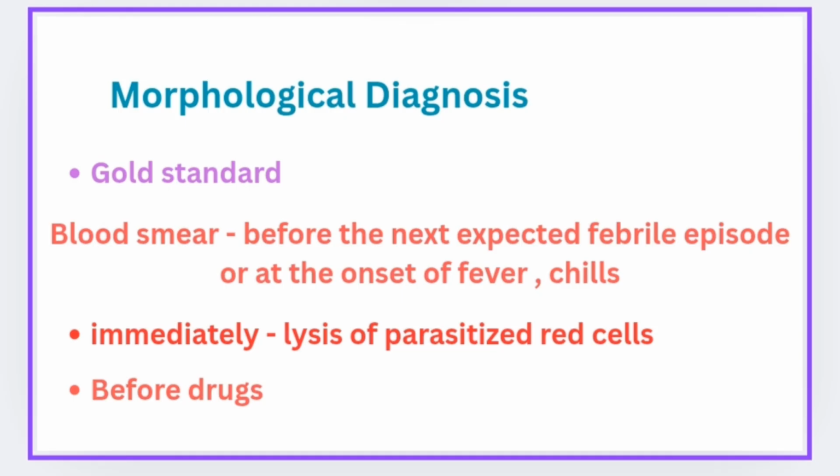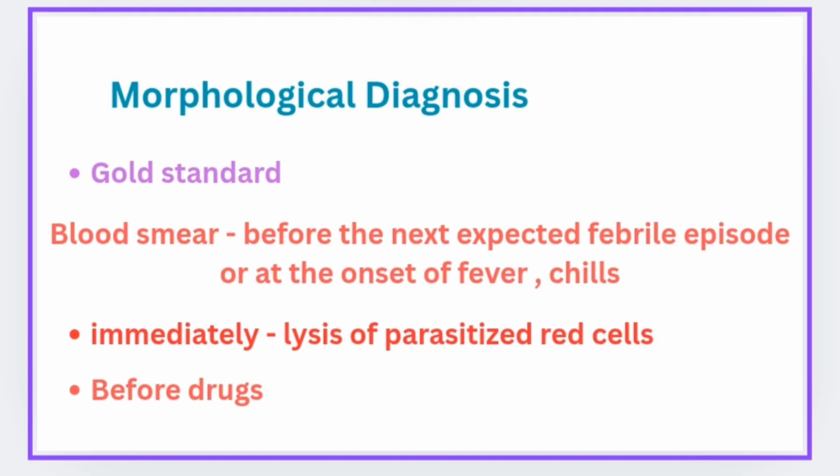Now, moving on to the morphological diagnosis of malaria. So, there are various methods for diagnosing malaria: clinical diagnosis, microscopic examination of blood smear, rapid diagnostic test, serological technique, and detection of malaria parasite by polymerase chain reaction, PCR.